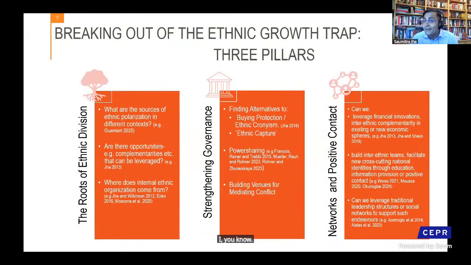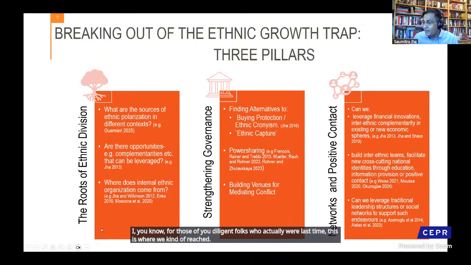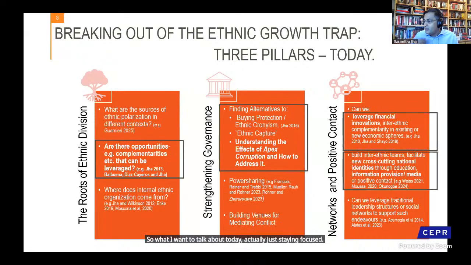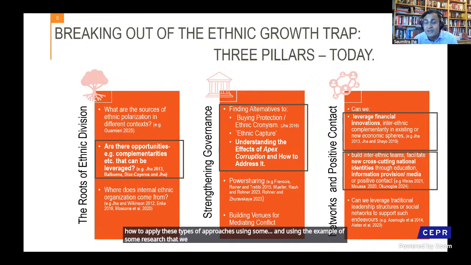For those of you diligent folks who were there last time, this is where we reached. We talked about these three pillars, as I mentioned: the roots of ethnic division, how to strengthen governance, and networks and positive contact. What I want to talk about today, staying focused, is how to apply these types of approaches, using the example of some research that we've done recently that tries to do some of this. So today I'm going to be talking about the strengthening governance pillar.